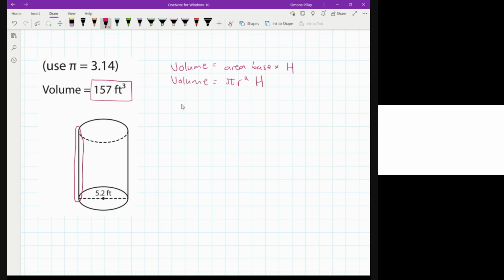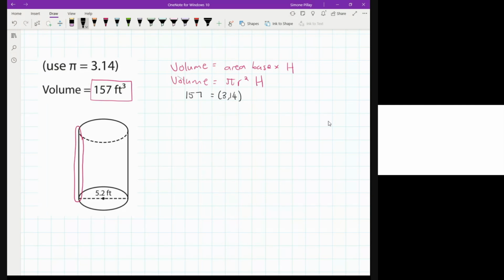What I want you guys to see is that I know what my volume is and I can figure out what my radius is. That will leave me with only one unknown in this equation, which is my big height. So I'm going to substitute and then manipulate this equation until I can solve for my big height. They've told us our volume is 157 feet cubed, so we'll just leave it as 157. They've told us to use pi as 3.14. They've told us our diameter is 5.2.